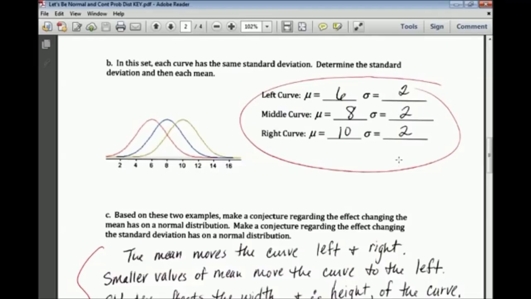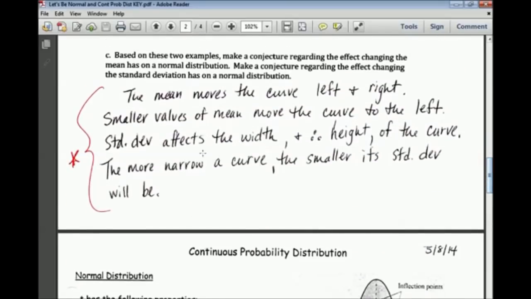So the standard deviation should have remained constant, but what changed was the mean, because the way we shift a normal curve is we shift the mean. As the mean gets smaller, it moves further over to the left. As the mean gets larger, it moves to the right. Makes sense? That's basically what was summarized down here for you.